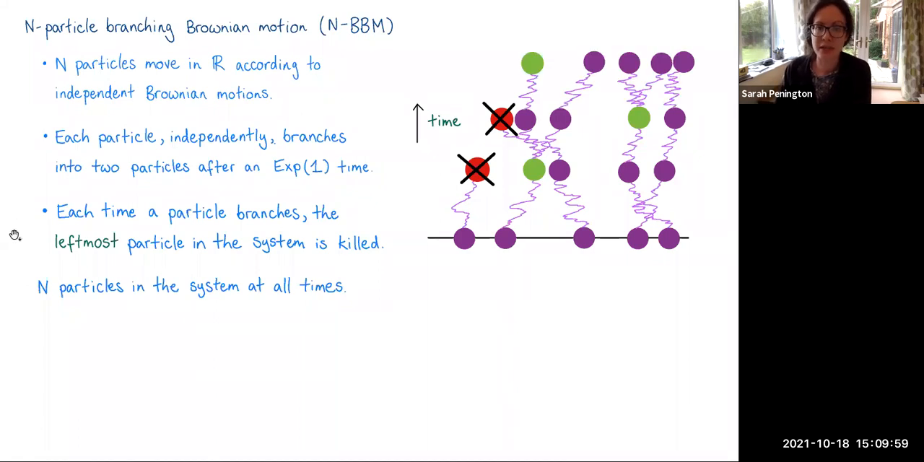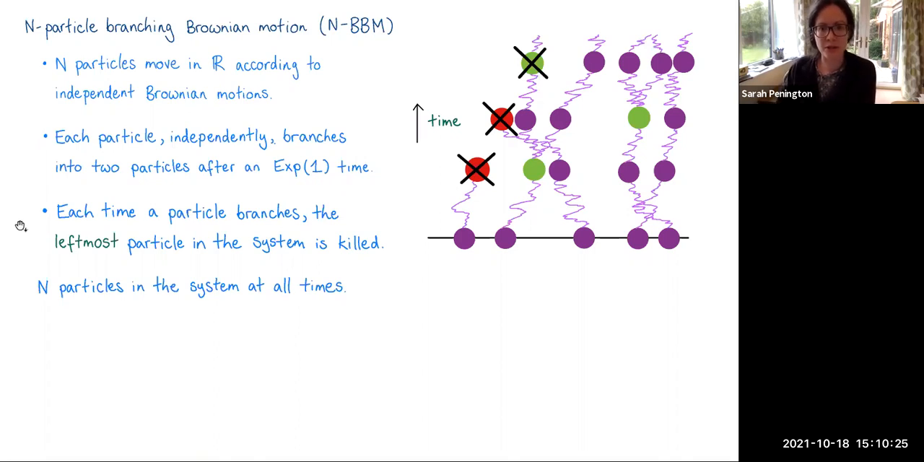What we could have is that the particle that decides to branch could actually be the leftmost particle. What happens then is that the leftmost particle branches, but then immediately either it or its offspring is killed because they are the leftmost particle. And so effectively no branching happens, and all of the particles continue along. So we always have exactly n particles in the system.